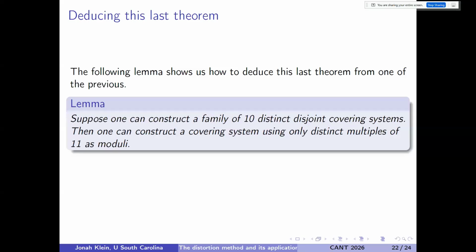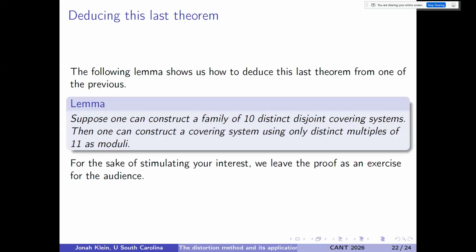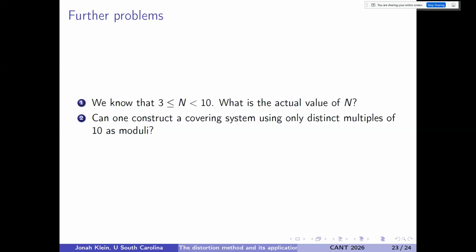I'll leave the proof of this lemma as an exercise for the interested member of the audience. I'd be glad to talk about it later, if anyone is interested. I'll try to stimulate your interest a little. Let's maybe talk about further problems. We know by those bounds that n is somewhere between 3 and 10. What's the actual value? I guess worth mentioning, lower bounds essentially amount to building examples.